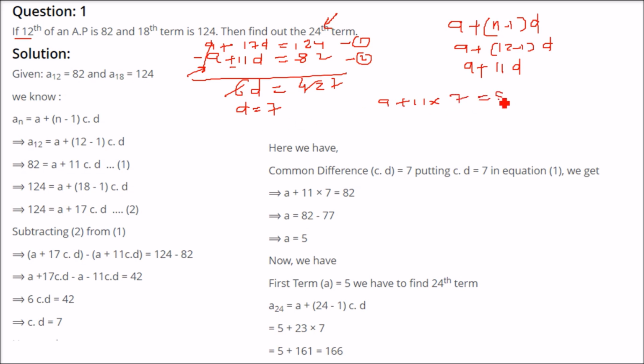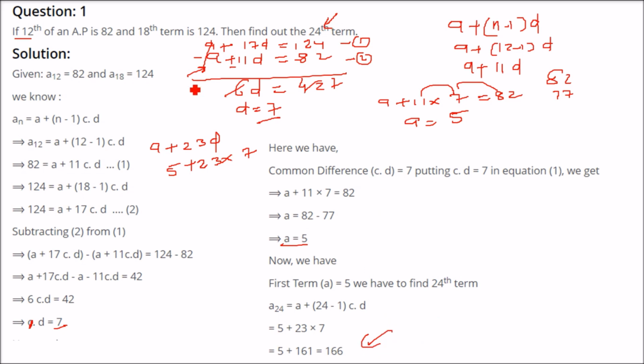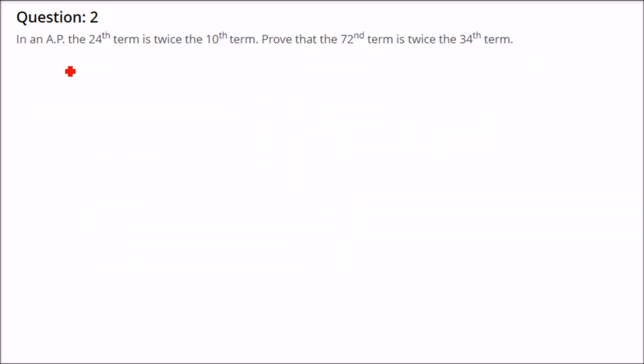So what do we get? a plus 11 into d, that is 7, we found d, equal to 82. So this is 77. 82 minus 77 is what? It's 5. So a is 5 and d is 7. a and d are known. Now what will be the 24th term? Same logic, a plus 23d we have to find out. a is 5, 23 into d, d is 7. So this value will be 166.